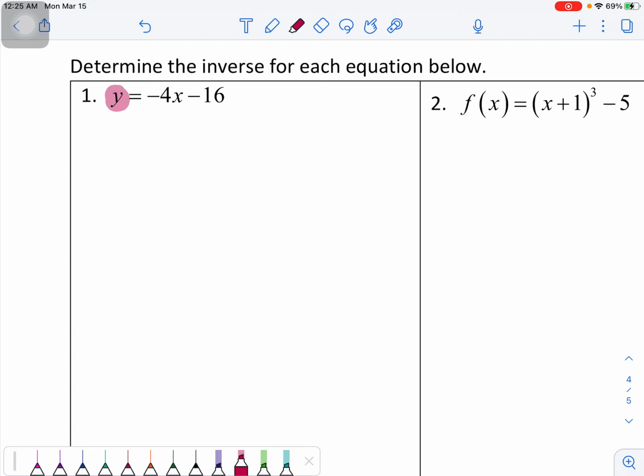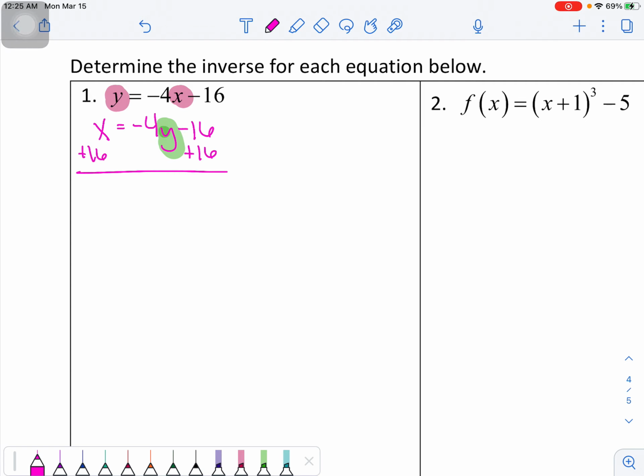Problem number one, we've got y here, we've got x here. So our step one, flip those two, switch their places. So x equals negative 4y minus 16. That's step one. Step two, I want to now solve for y. So think about what you do to solve for x and get rid of the stuff that's around y. Right now we've got a negative 16 and a negative 4. Now this minus 16 is what's going to go first, then the minus 4, which is being multiplied.